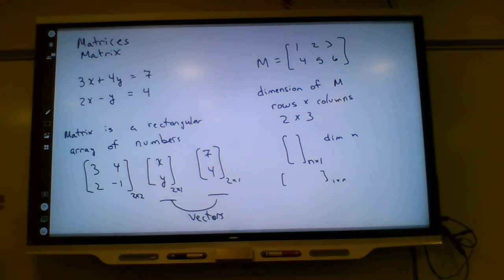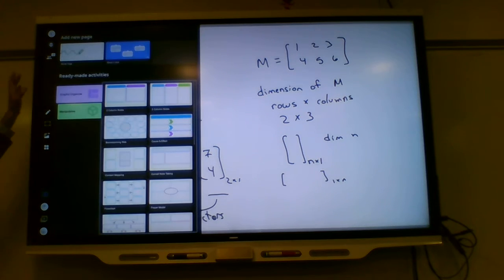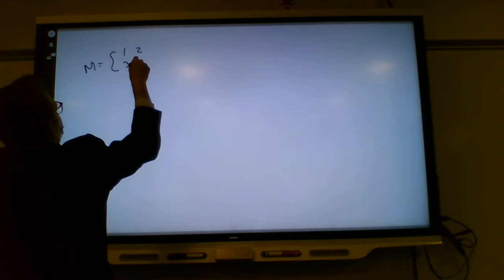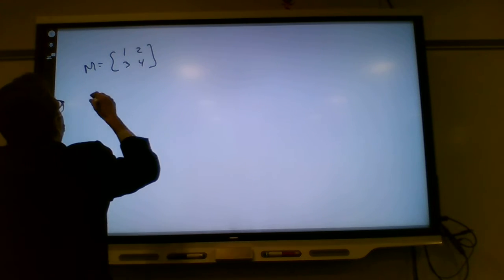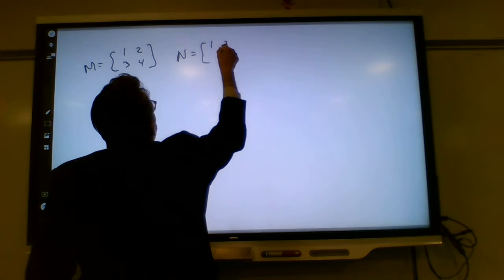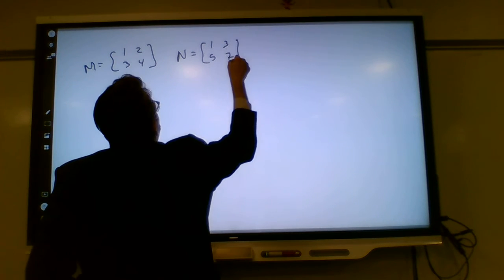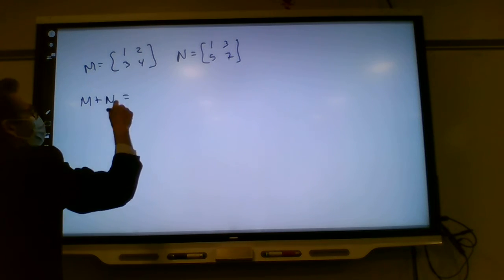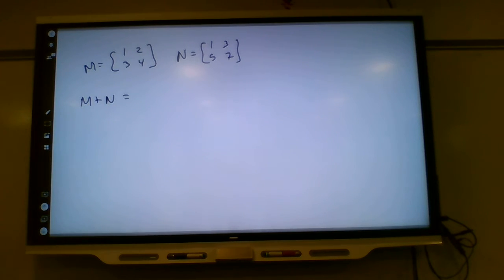All right, so let's think about what we would do if we had never seen matrices before, and I had a matrix M, and then a matrix N, and I ask you to add them together. What would you do?